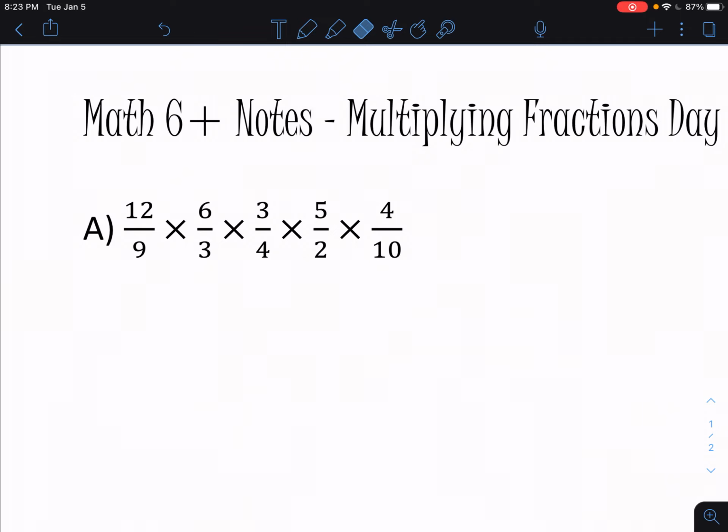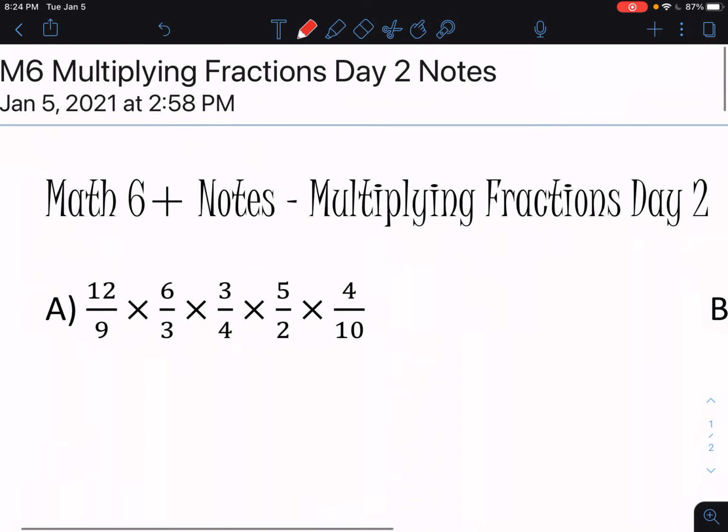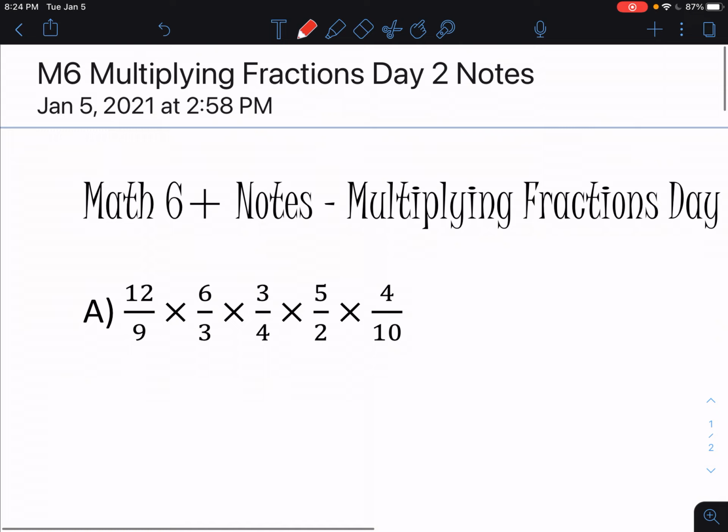Hey everyone, today we are going to be multiplying more fractions, but we are going to multiply several fractions and not just two. The same rules apply from yesterday. So we are going to be first changing any mixed numbers into improper fractions and changing any whole numbers into fractions and then doing our cross canceling.